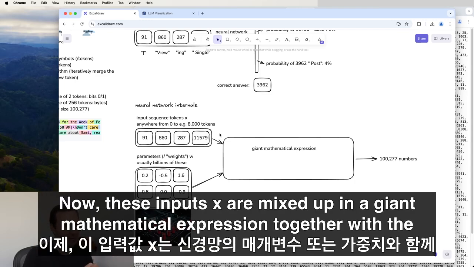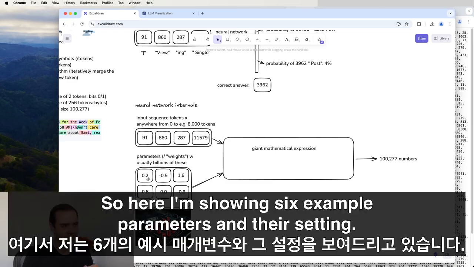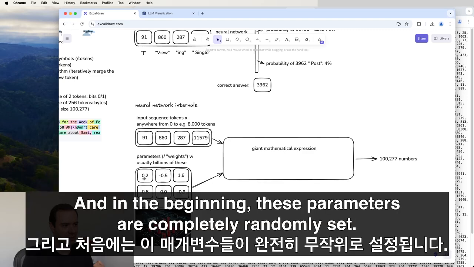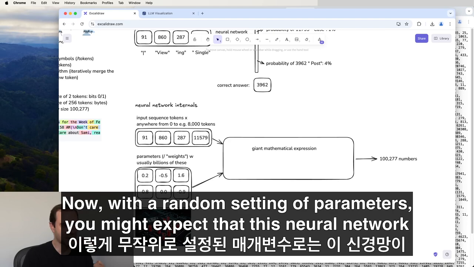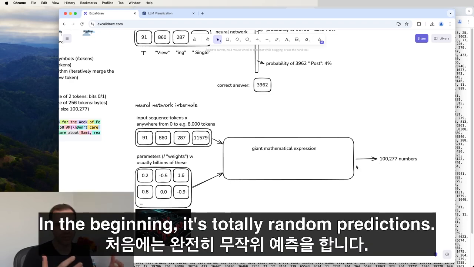Now, these inputs X are mixed up in a giant mathematical expression together with the parameters or the weights of these neural networks. Here I'm showing 6 example parameters and their setting, but in practice, these modern neural networks will have billions of these parameters. And in the beginning, these parameters are completely randomly set. Now, with a random setting of parameters, you might expect that this neural network would make random predictions, and it does. In the beginning, it's totally random predictions.